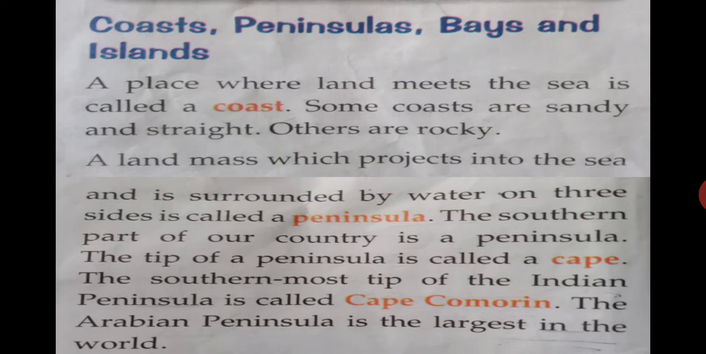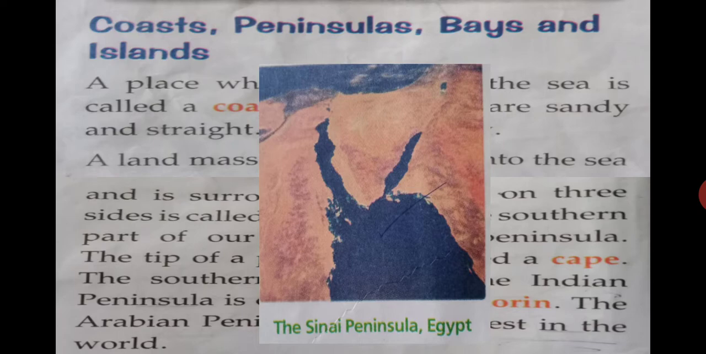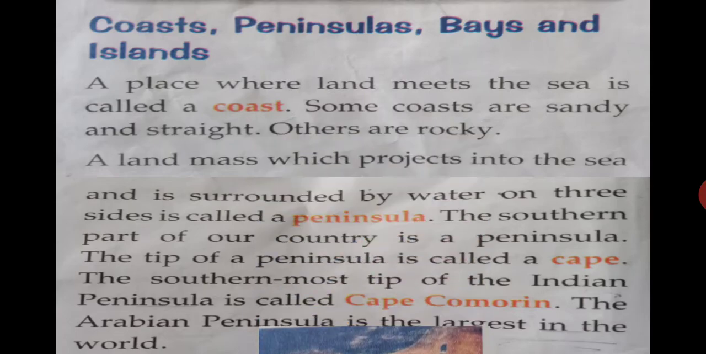The fourth side is attached to a larger body of land. India is surrounded by the Bay of Bengal in the east, Arabian Sea in the west, and the Indian Ocean in the south. India's tip of peninsula is called Kanyakumari, the end point of India. Children, you can see this picture. This is an example of a peninsula found in Egypt, and its name is Sinai Peninsula. The Arabian Peninsula is the largest in the world.